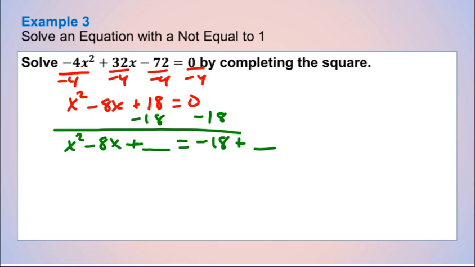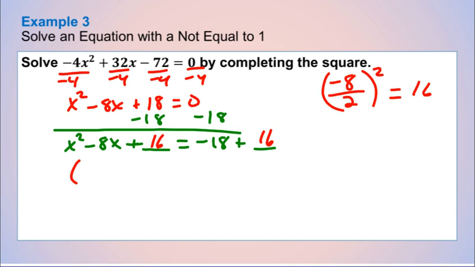Whatever I add on one side, I do on the other. So my b is negative 8. Divide that by 2 is negative 4. Squared will give you 16. So I add 16 to both sides, and I'm left with x minus 4 squared equaling a negative 2.